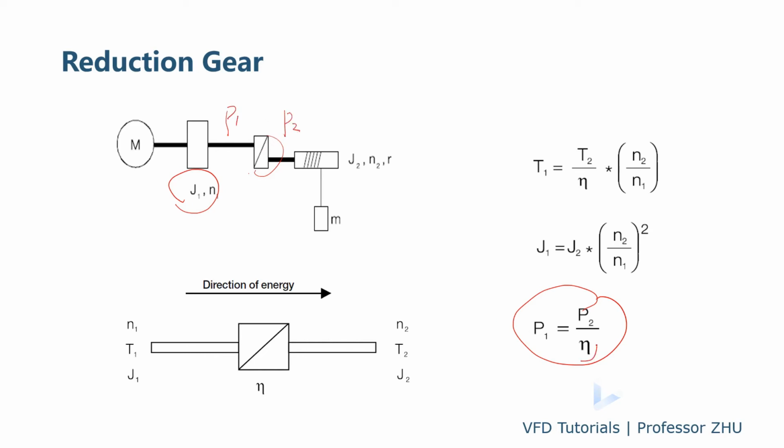So the efficiency is decided by the loss of the gearbox. If there is no loss, then P1 is equal to P2. Then we get this formula, because P is equal to T and N, and we also have a constant K. If this is omega, then it will be like this. So the relationship between the primary torque and the secondary torque is like this. And also the formula for the inertia: the load side inertia, if we convert it to the primary side, you need to apply this coefficient.